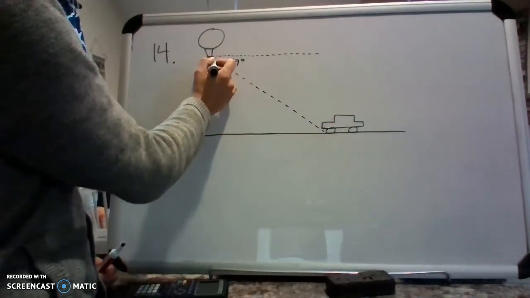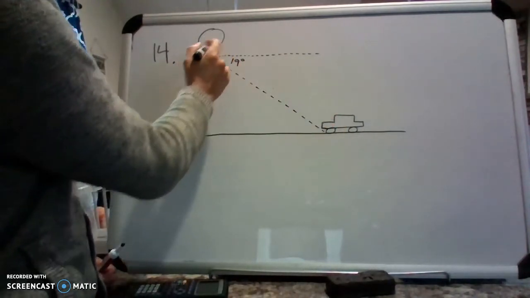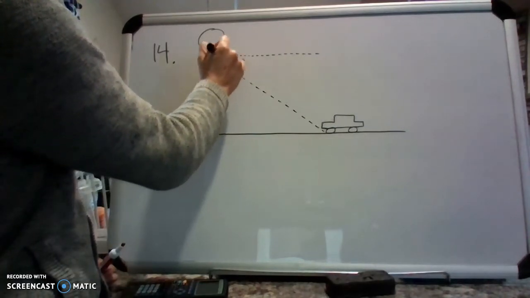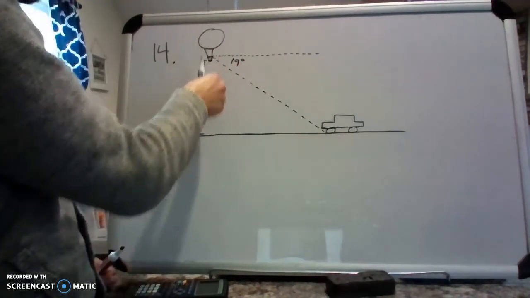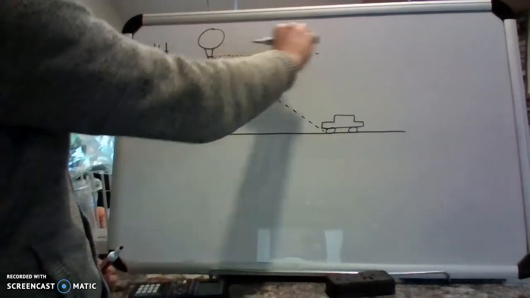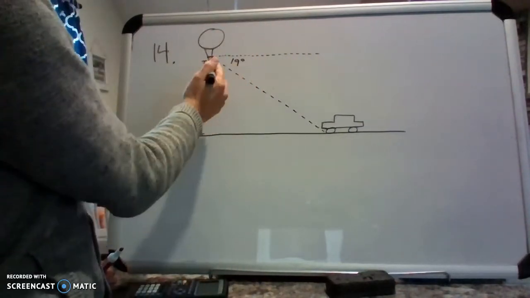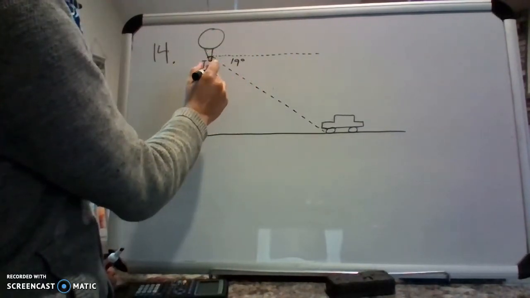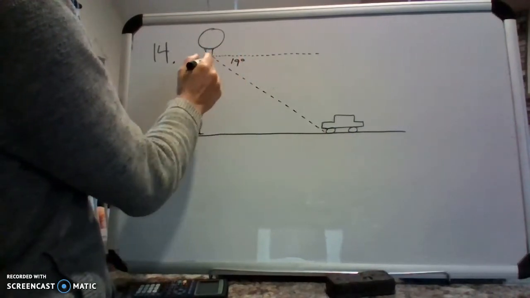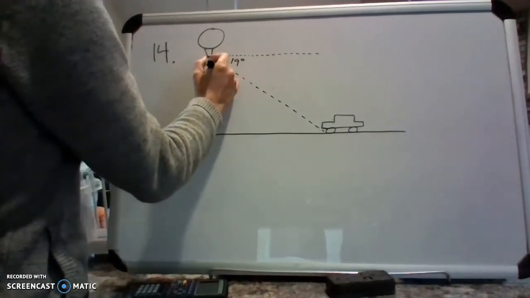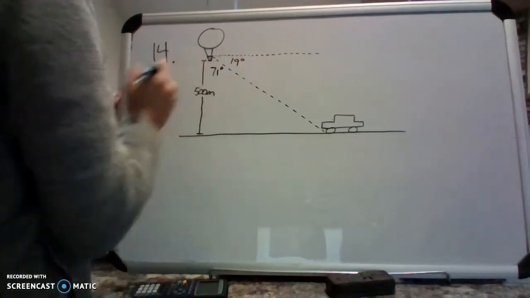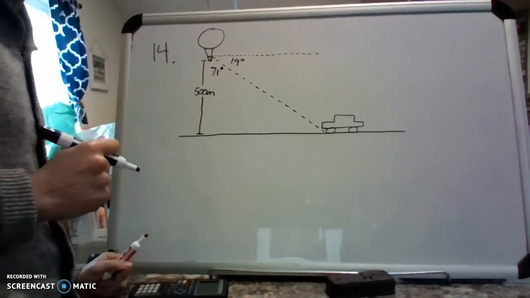So we do need to figure out what this angle would be. We know that this angle would normally be a 90-degree angle because of the vertical height of the balloon and then the horizontal line of sight. So all we have to do is subtract 90 minus the 19 degrees to get what this angle would be. So 90 minus the 19 degrees would give us a 71-degree angle right there.